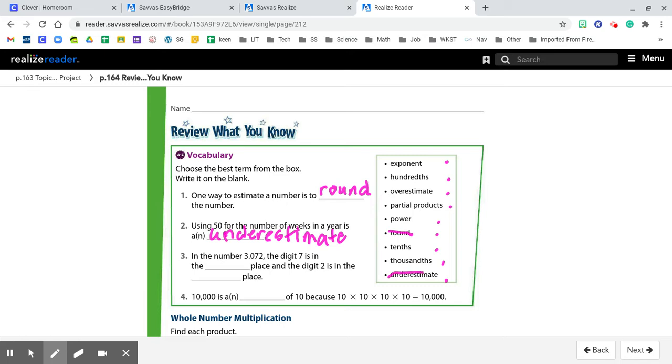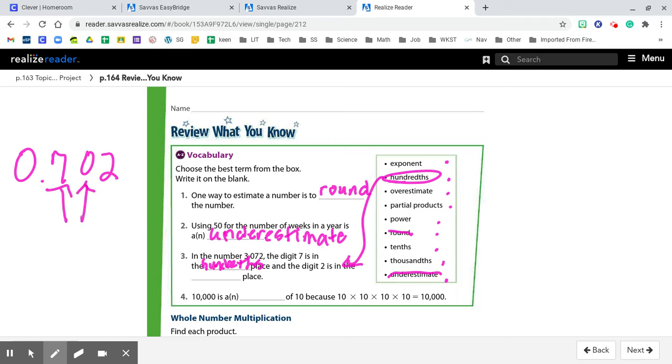Sorry, I'm working in this tiny little computer here. In the number 3 and 72 thousandths, the digit 7 is in the hundredths place, so I can't really fit that in there. Hundredths, make sure you have the TH at the end. Remember our place value. The 7 is in the tenths place, the 0 in this example is in the hundredths place, and the 2 is in the thousandths place.